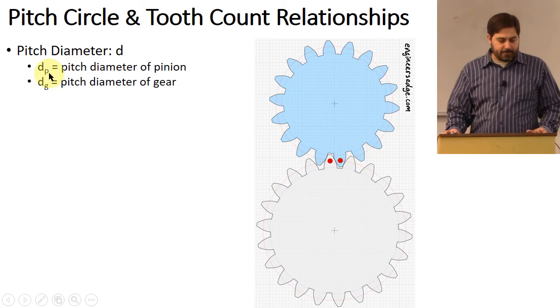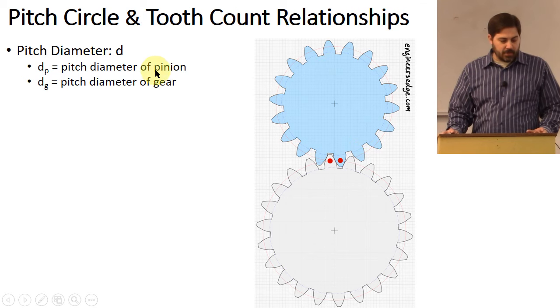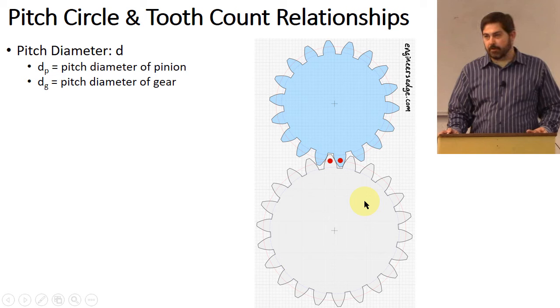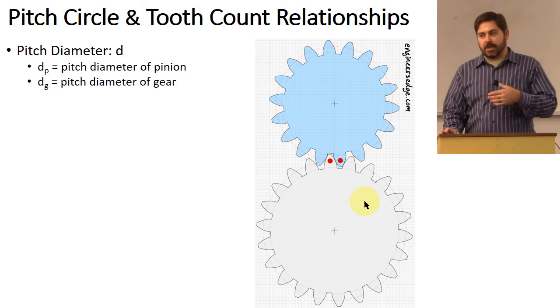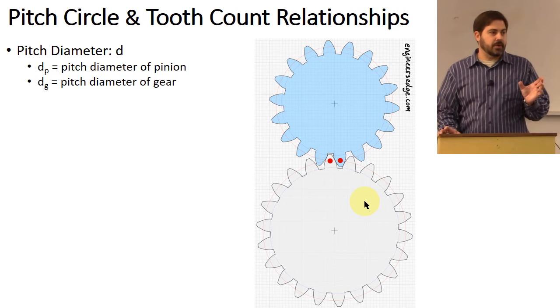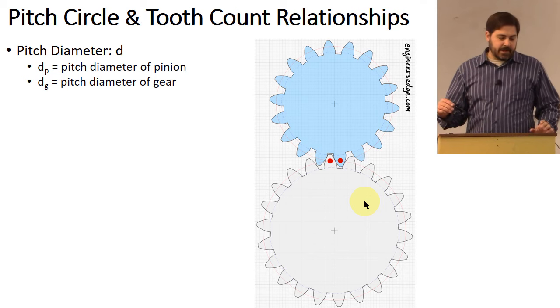The little subscripts there pertain to the smaller of the two gears in this mate. I'm going to call that one the pinion, and the larger of the two I'm going to call the gear. That's pretty consistent with what the book does in terms of the terminology of the two members involved in one of these types of interactions.